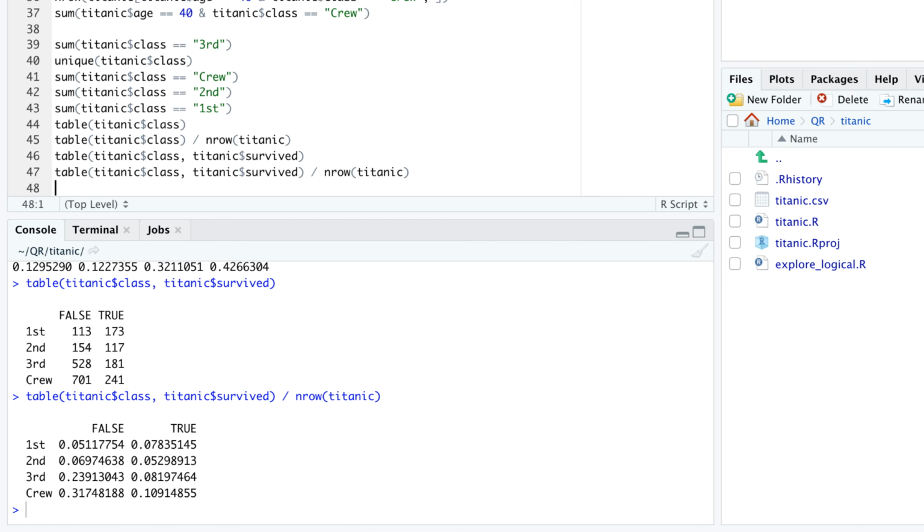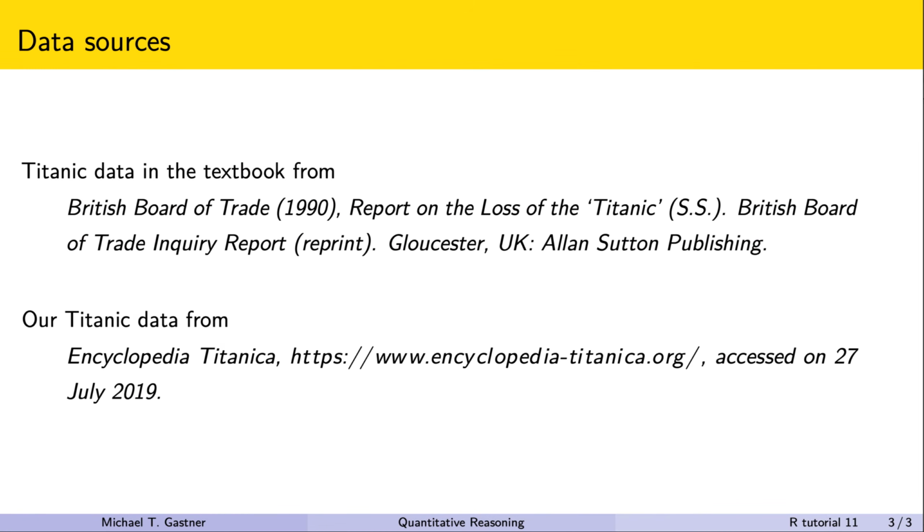By the way, if we compare our numbers with table 2.4 in our textbook, we notice that they differ slightly. The reason is that the numbers come from different sources. The textbook's data are from a 1990 report by the British Board of Trade. The data I supplied to you is from the Encyclopaedia Titanica. It's difficult to judge why the data differ. Both sources appear trustworthy. Encyclopaedia Titanica is probably more up-to-date thanks to recent contributions by professional and amateur historians.